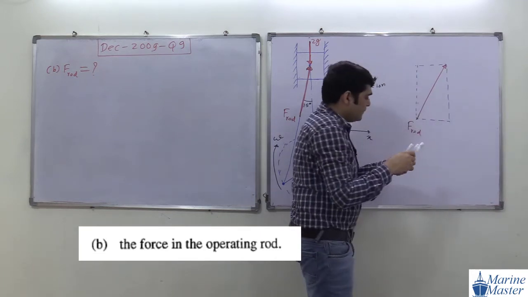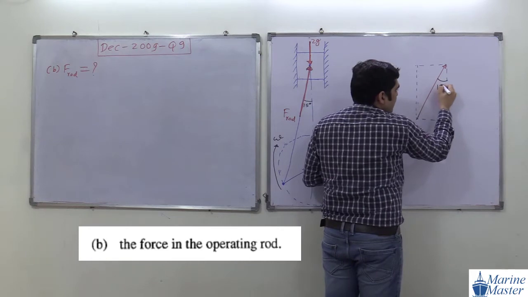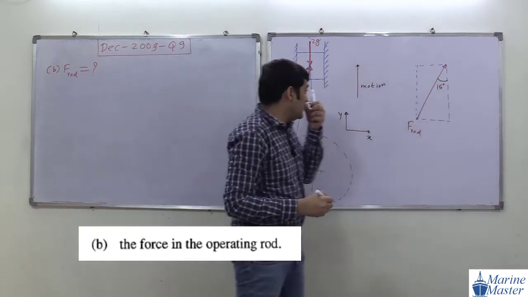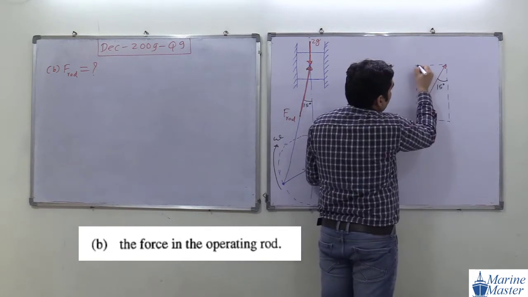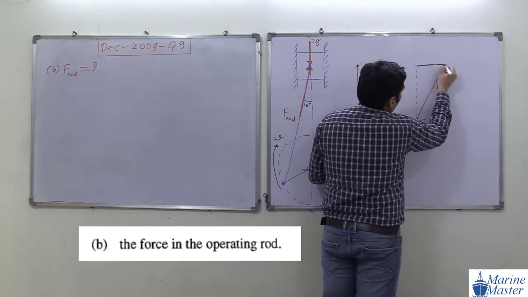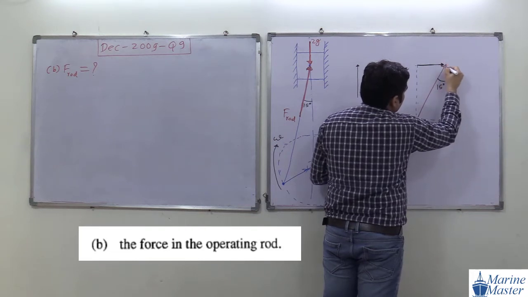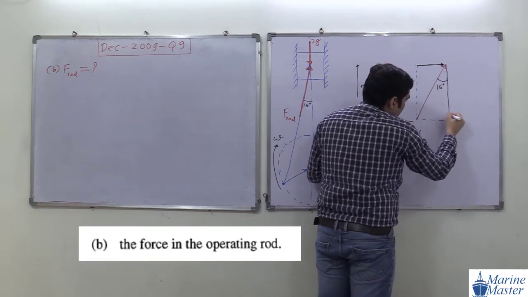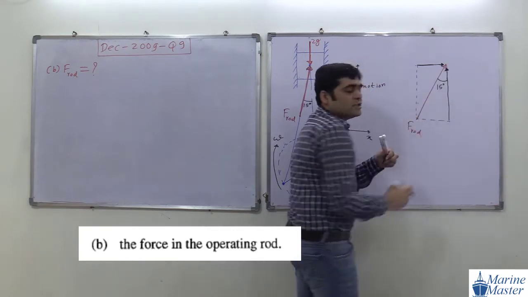Now, this angle is 15 degrees. They have given us in the question. So F rod has two components. One component is the horizontal component, and another component is the vertical component. All the components are going inward, as the force is going inward.